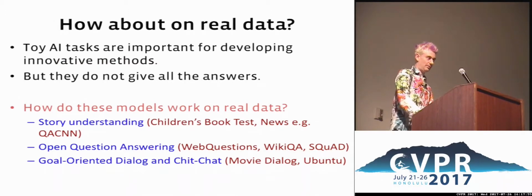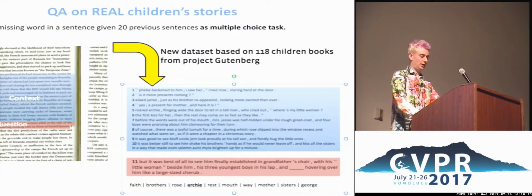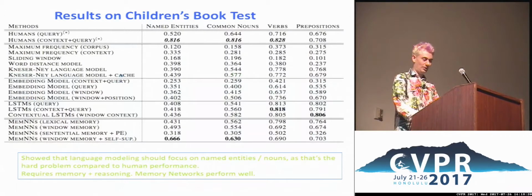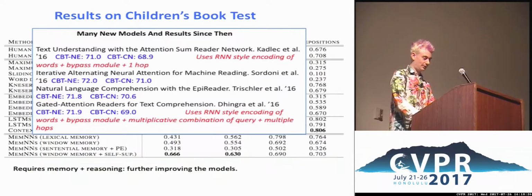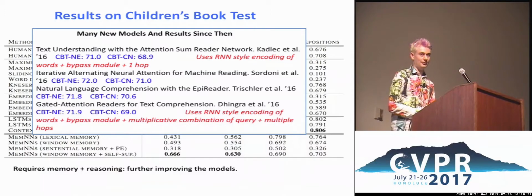The bAbI data set is synthetic, so you've got to show those kinds of models work on real data sets. Since then, there's been a slew of real data sets that have pushed forward models in textual QA. This is just one of them that my group made, the Children's Book Test. It's real children's stories from Project Gutenberg instead of these baby data sets. There have been a whole bunch of models on those data sets. Memory networks were working quite well on some of the tasks, and since then, all the numbers have been pushed up with various kinds of attention models.